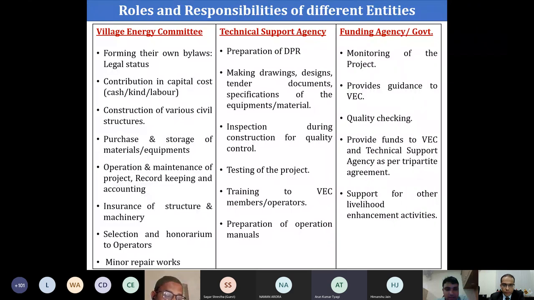The role and responsibility of the technical support agency is preparation of the DPR, making drawings, design, tender documents, specifications, inspection during construction, testing of the project, training of village energy committee members, and preparation of the operation manual. And the funding agency's responsibilities are monitoring of the project, providing guidance to the VEC, quality checking, providing funds to the VEC and technical support agency as per the tripartite agreement, and support for other livelihood enhancement activities, like providing soft loans to the villagers for installing small cottage industries and other activities within the village. Next.